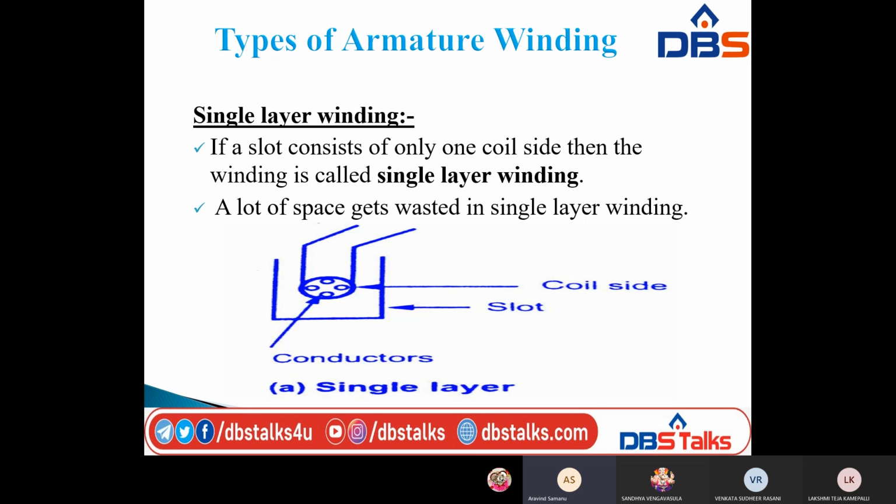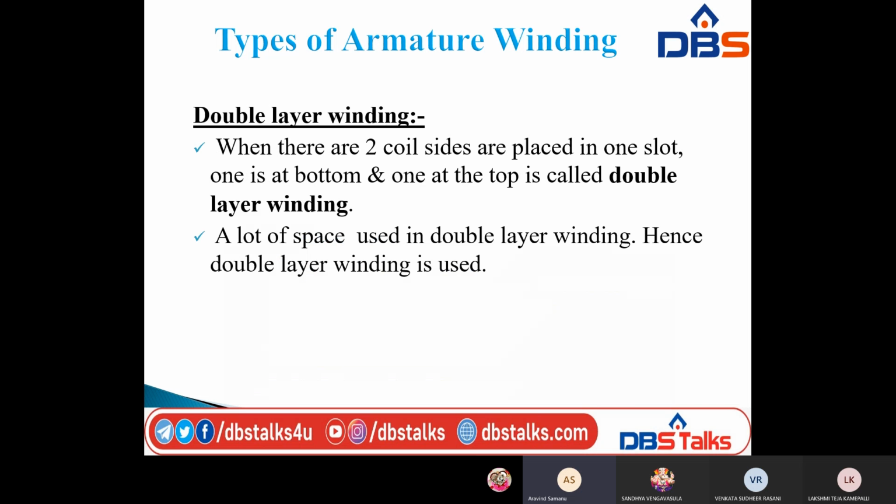Okay, so double layer winding. Here, there are two coil sides. In the previous case, if a slot consists of only one coil side, that is single layer winding. But here, when two coil sides are placed in one slot, one at the bottom and one at the top, it is called double layer winding.